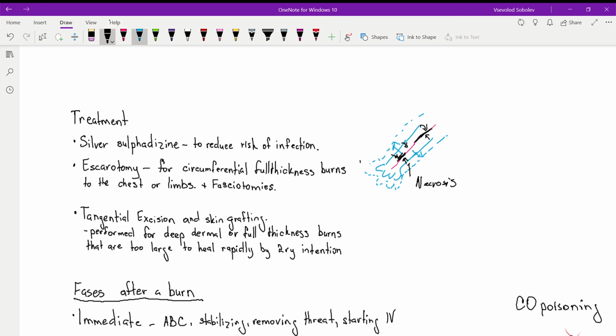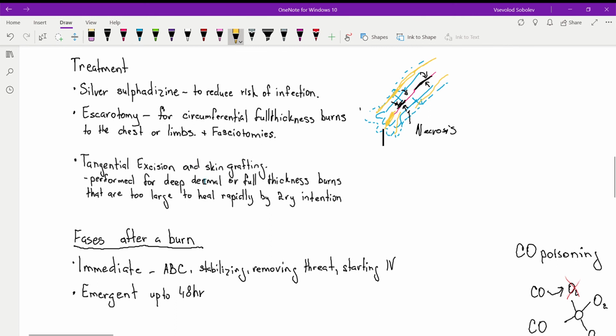So if the fasciotomy or escharotomy is performed, they cut the area here, in the fingers. It will allow the tissues to expand and will not occlude the blood vessels.